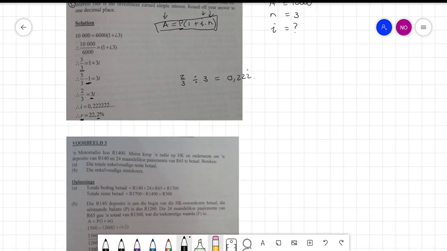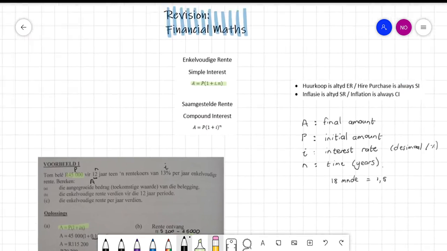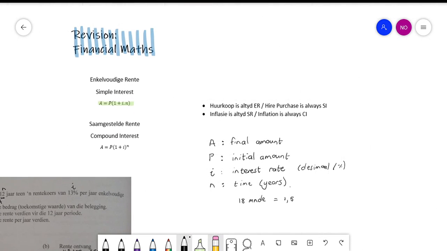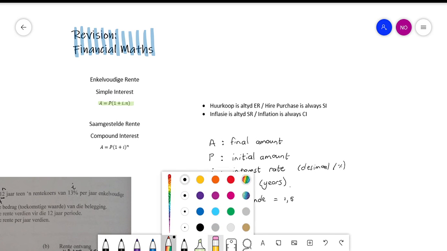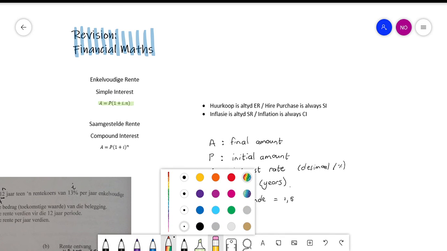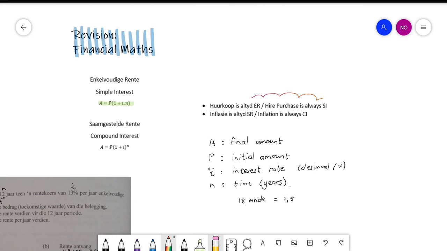Okay. Dan wil ek gou weer terug gaan na hierbo, waar ek vir julle gesê het, ons sal by die rentekoers 1 uitkom wanneer ons saamgestelde rente doen. So we'll do inflation when we are busy with compound interest. But I just want you to remember that when a question is referring to hire purchase, you always have to assume that they are working with simple interest.